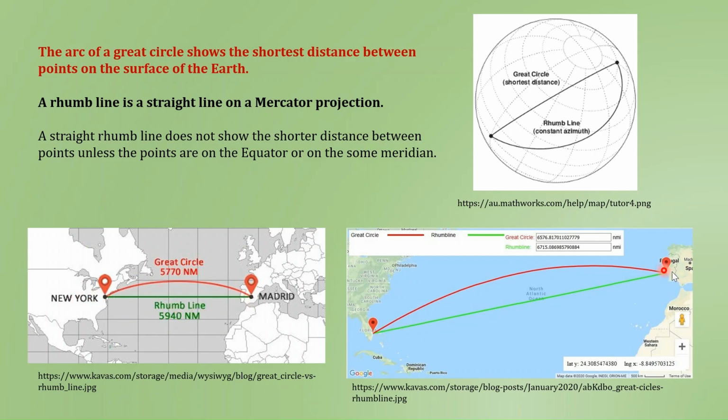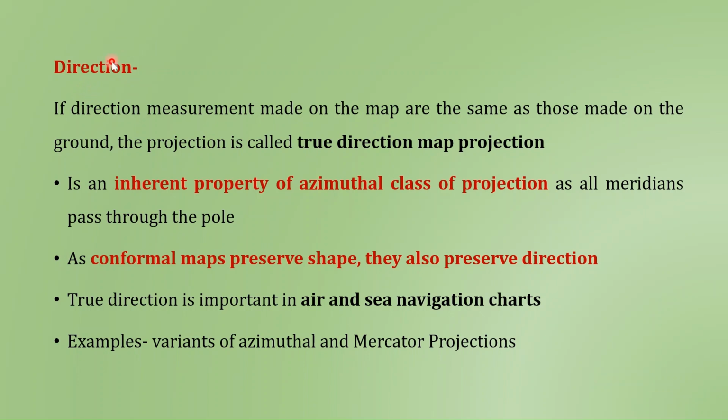Likewise, here also we can see the distance between 2 points. Through the great circle, it is 6,576.81 nautical miles, while here through the green line, it is 6,715. So on a map, the great circle provides us the shortest distance, while the rhumb line provides the constant direction. And the last property is the direction.